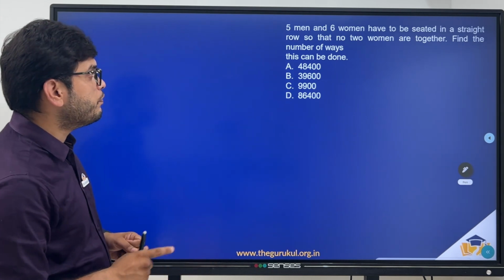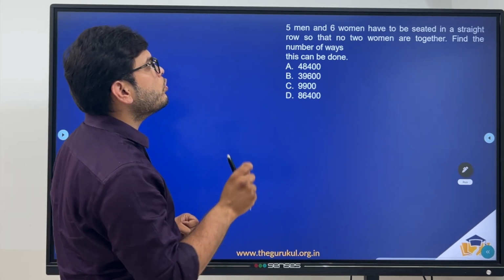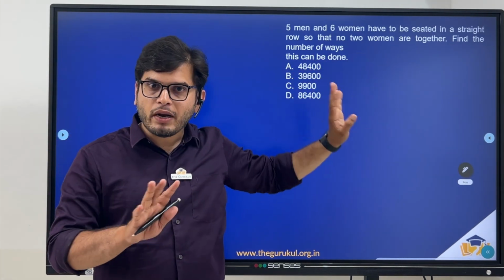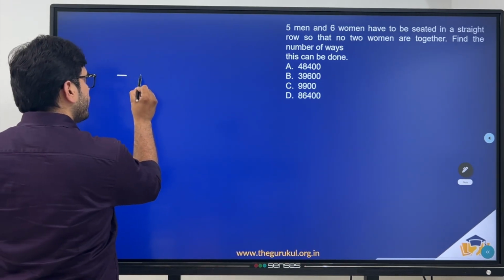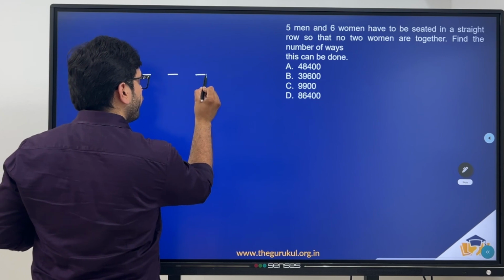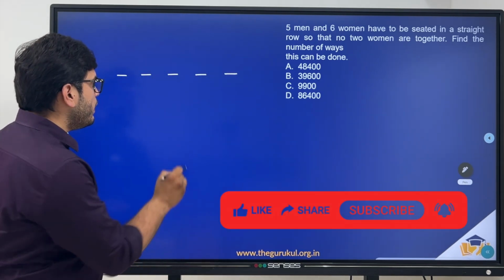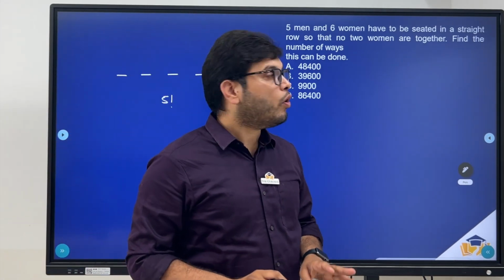Coming to the first question, 5 men and 6 women have to be seated in a straight row so that no 2 women are together. So there is a condition on women. There is no condition on men. So what we'll do is we'll first try placing 5 men. In how many ways can we arrange 5 men in these 5 places? 5 factorial ways. So we are done with the arrangement of men.